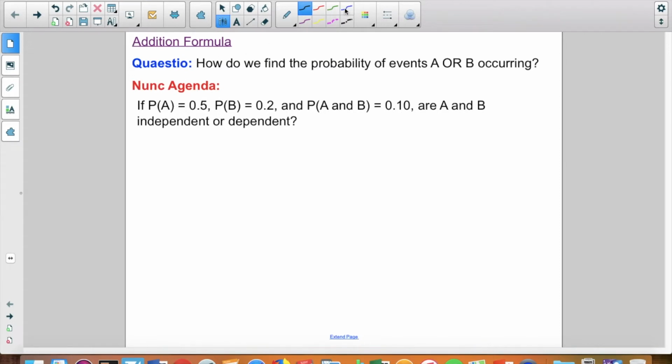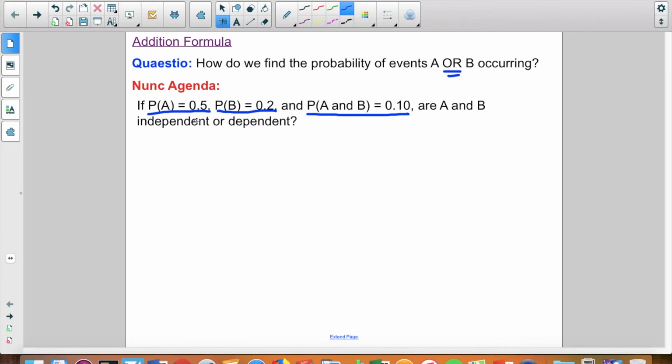Guys, so today we are going to continue with our probability unit, and today we are going to look at how to find the probability of events A or B occurring. So first let's look at the do now. It says if the probability of A is 0.5 and the probability of B is 0.2 and the probability of A and B is 0.10, are A and B independent or dependent?